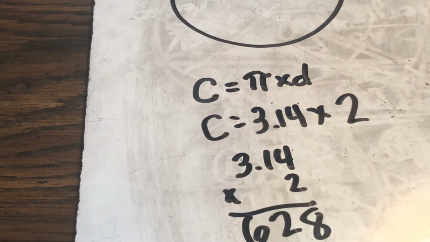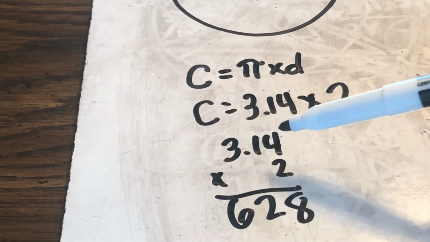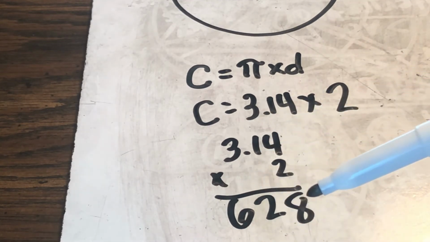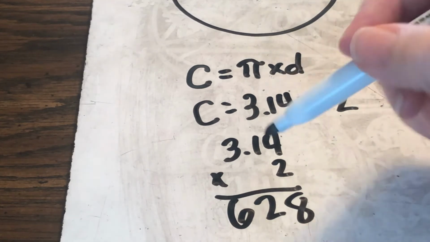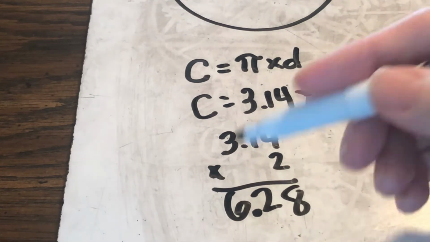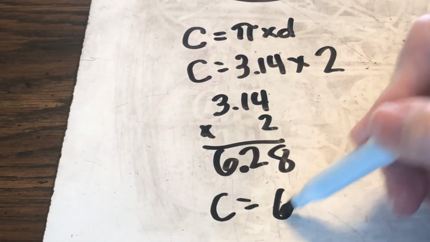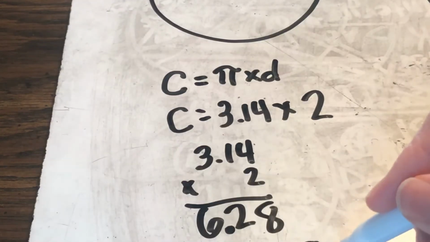Now I've got to look and see. How many numbers do I see behind a decimal point? 1, 2. How many numbers do I see behind a decimal point here? I have to have 2. So I'm going to put it there, 1, 2. So I know that C is going to equal 6.28, can't forget that label, meters.